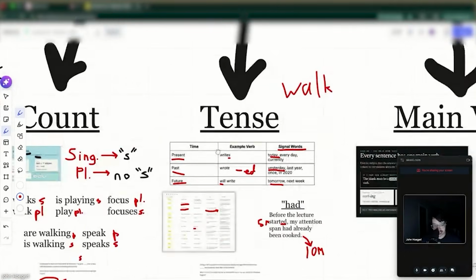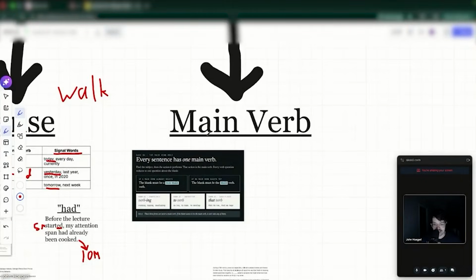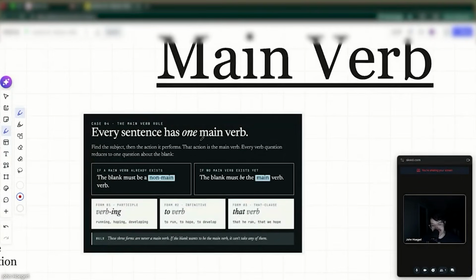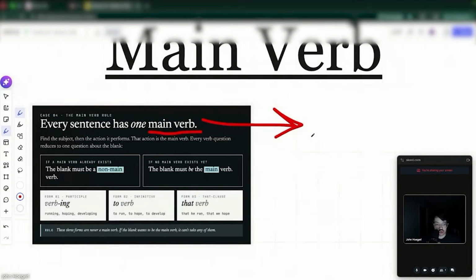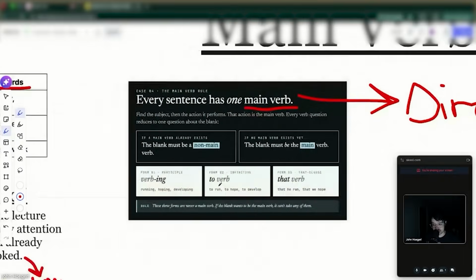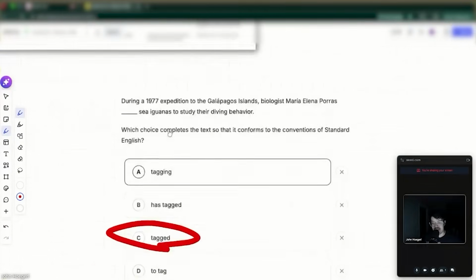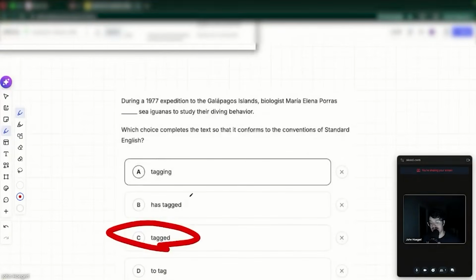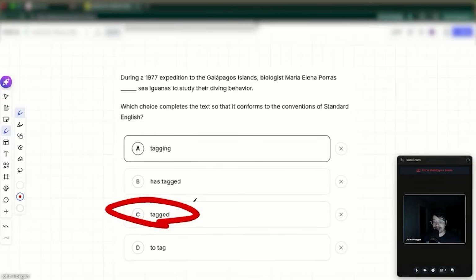Now, the last thing I want to talk about is the main verb stuff. So in case you did not know, there's such a thing as a main verb. The best way I can think to describe it is basically it is the most direct verb listed in a sentence. So when you have a subject, there's one verb in the sentence that really is the clear action being taken by that subject. If you look at a sentence like this, during an expedition to the Galapagos, biologist tagged, the only big thing that's happening here is that she's tagging the iguanas. If we were trying to describe this sentence in one word, we would say tagged. We would not say any of this other stuff.